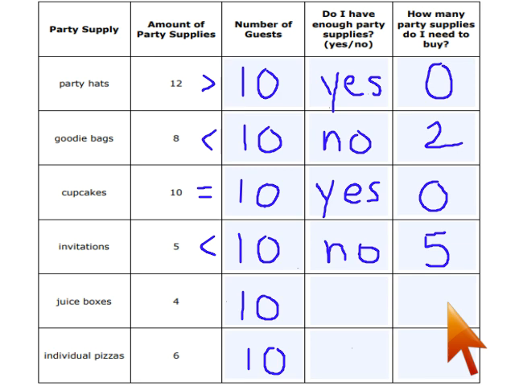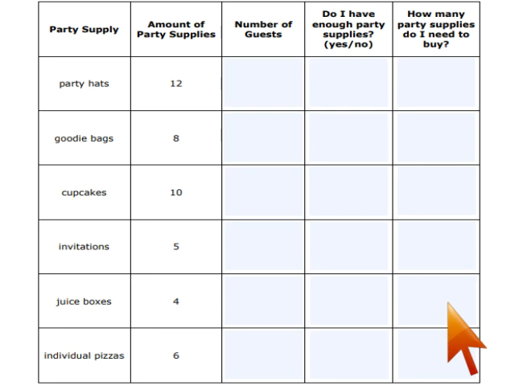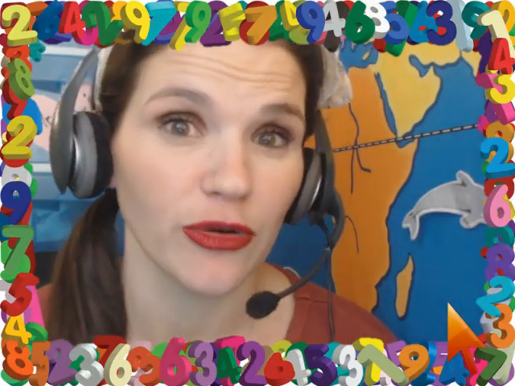On your assignment, you're going to go ahead and complete each section. So you would also complete your answers for juice boxes. You would also complete your answers for individual pizzas. You are going to want to do each section, okay? So make sure that you show all of those. Once you're done, you can explain your thinking to your learning coach and explain to them how you know if you have enough guests or how you know if you need to order more supplies for those guests.